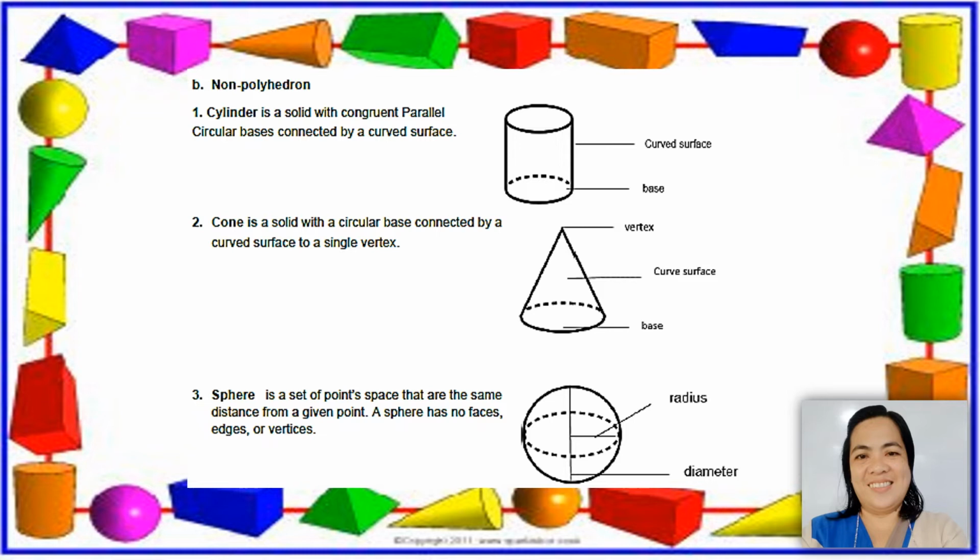Illustration is at the right side. Number 2, cone is a solid with a circular base connected by a curved surface to a single vertex. Try to look at the illustration. Number 3, sphere is a set of points in space that are the same distance from a given point. A sphere has no faces, edges, or vertices. Try to look at the illustration.